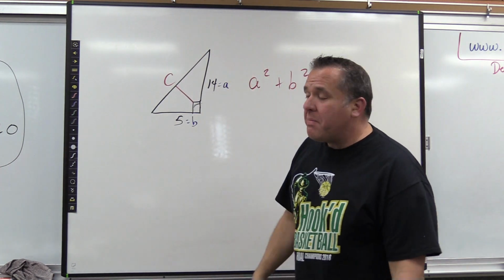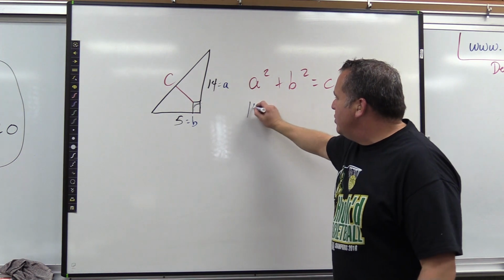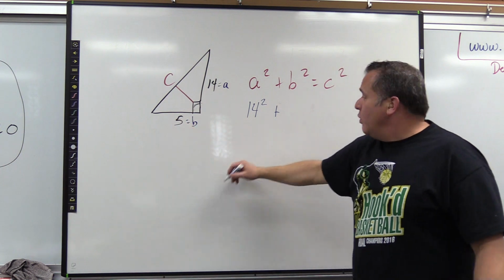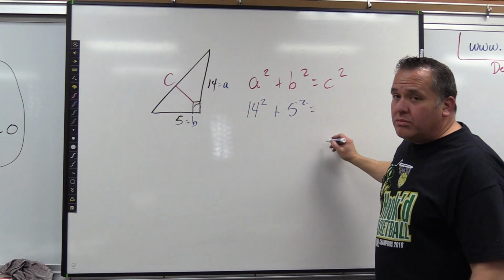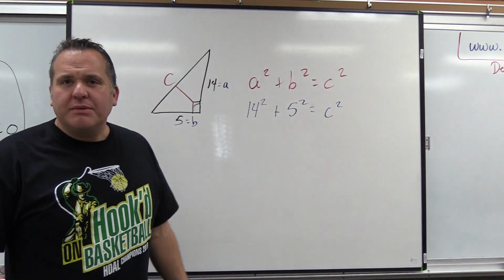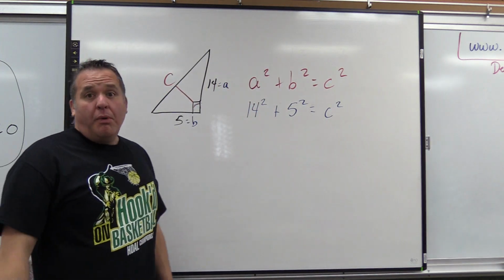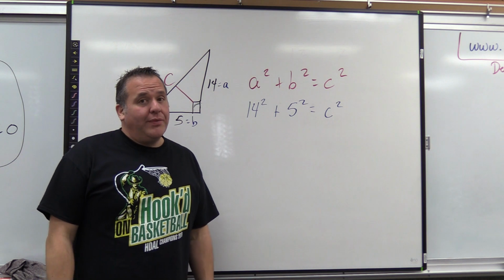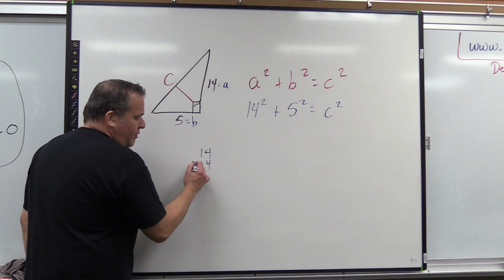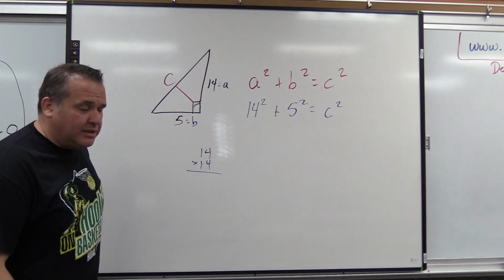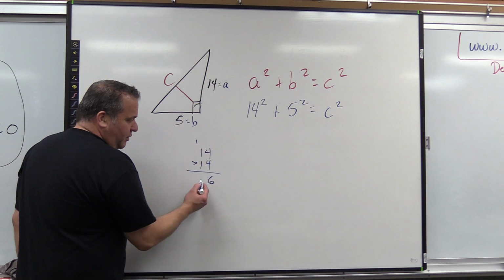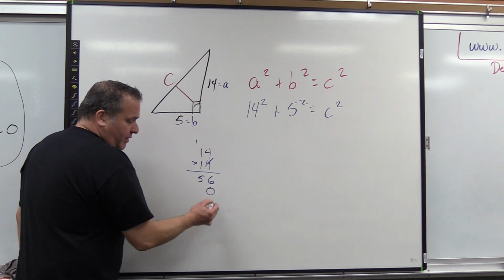Because it doesn't matter. My A is 14, so it's going to be 14 squared plus my b is 5, so it's going to be 5 squared equals c squared. Now, 14 times 14. Oh, that's a big one. I don't know that one, so I'm going to go ahead and multiply it out. You don't need a calculator. You can just multiply it out like this. 4 times 4 is 16. Carry the 1. 4 times 1 is 4 plus 1 is 5.